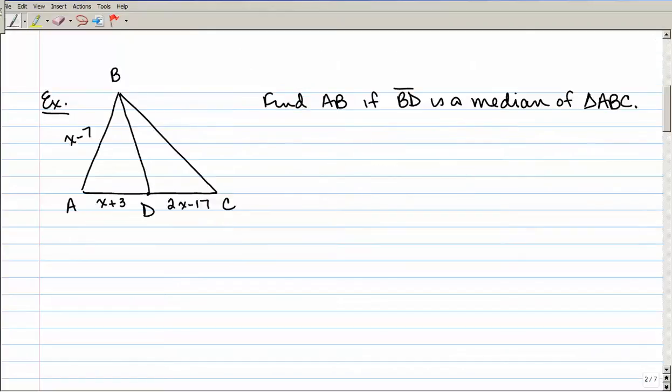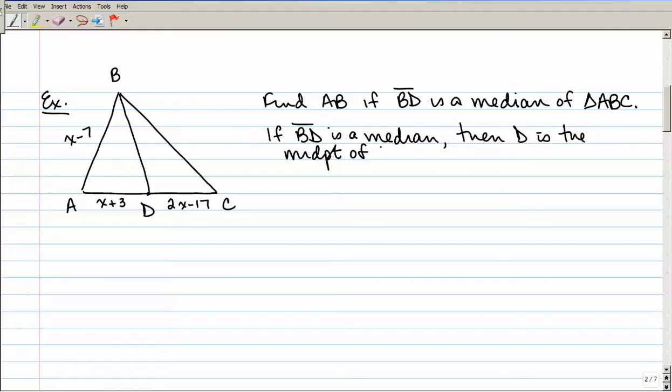Let's take a look at an example using a median. So here's another triangle ABC, and this says find the length of segment AB if segment BD is a median of triangle ABC. So if BD is a median, then D is the midpoint of AC, and that means that AD is equal to DC.